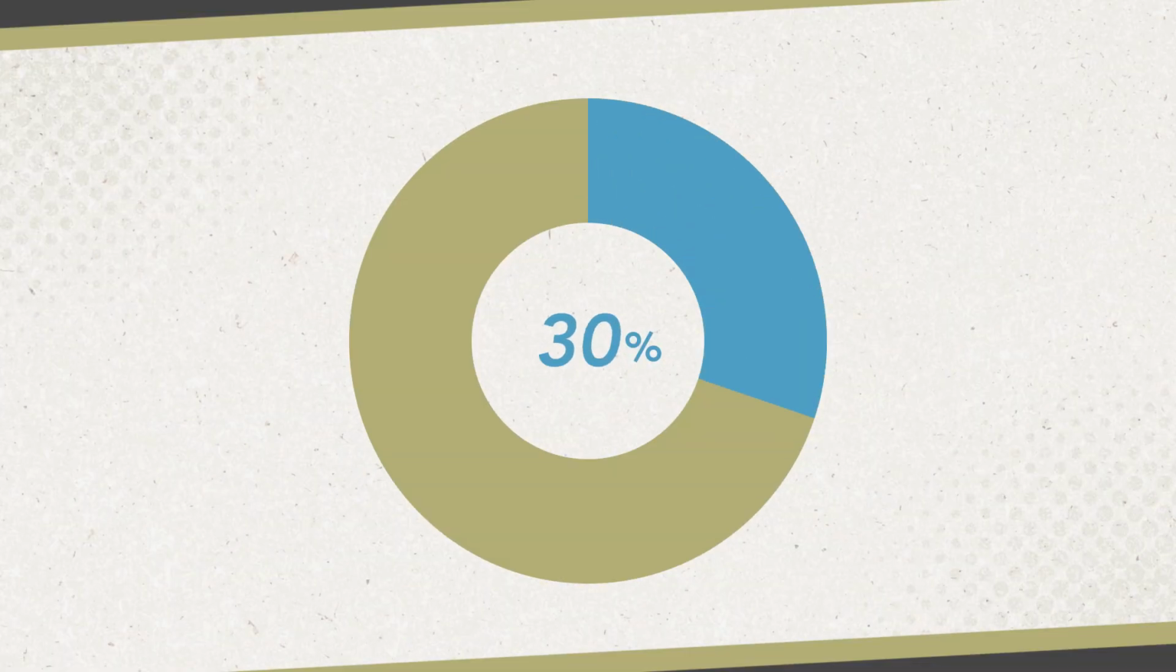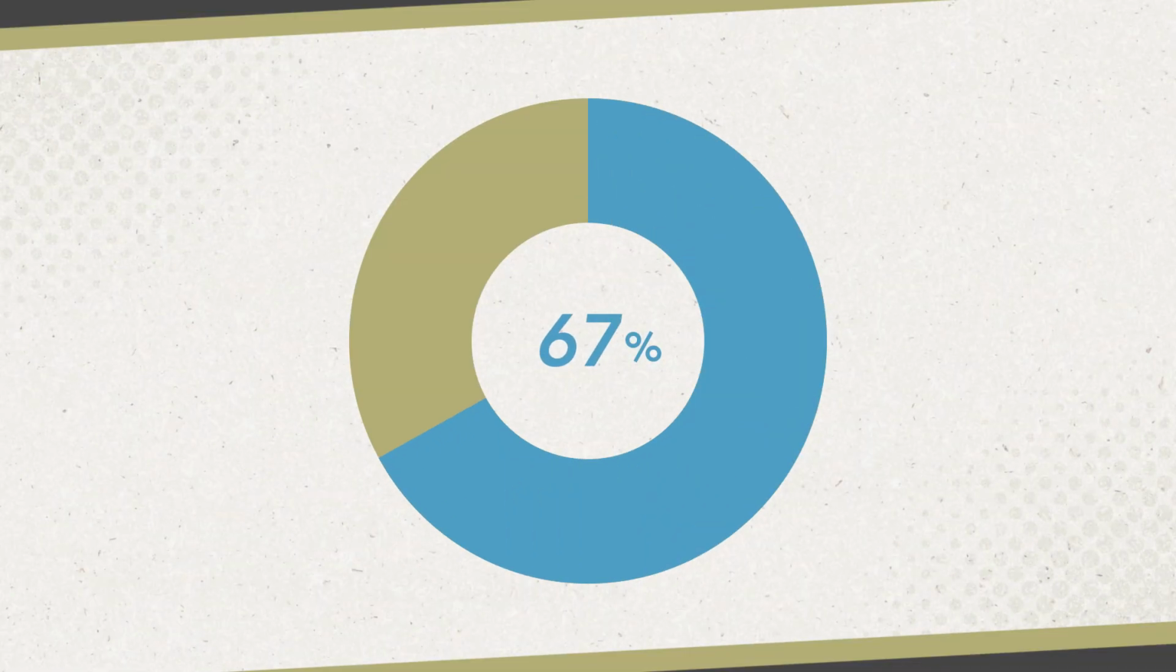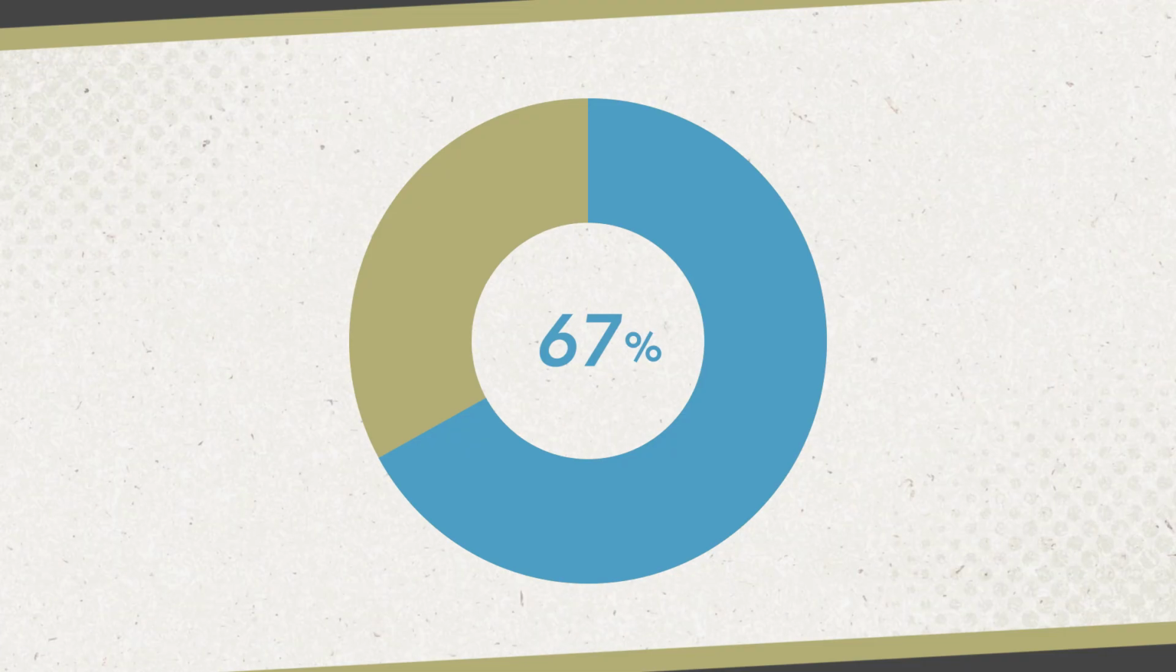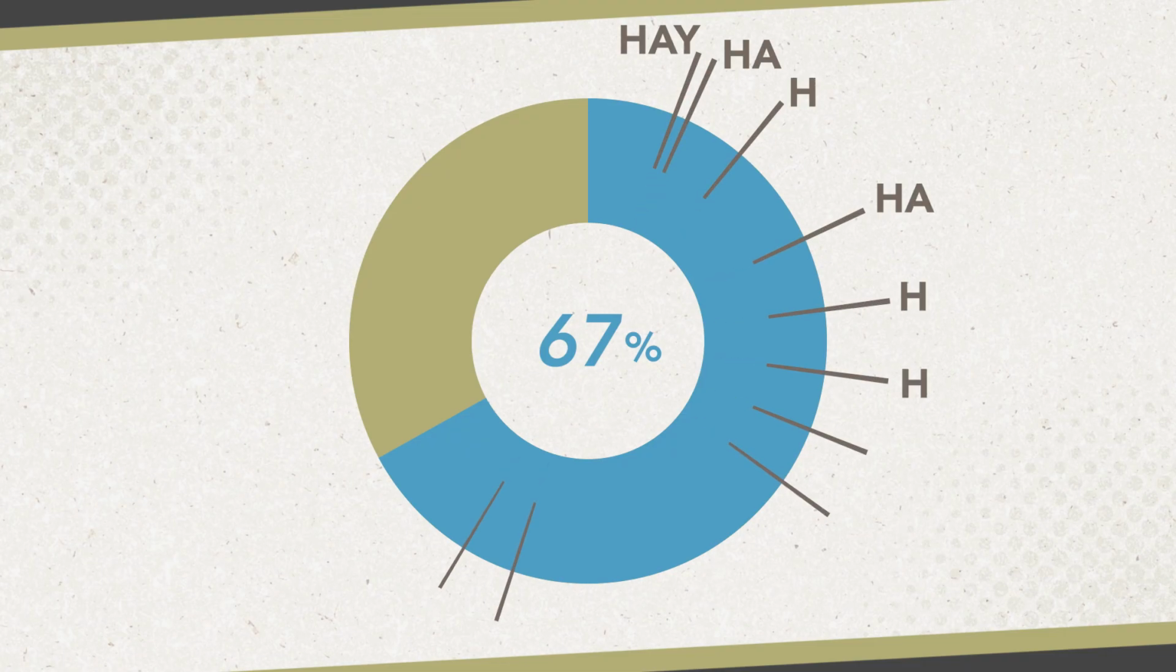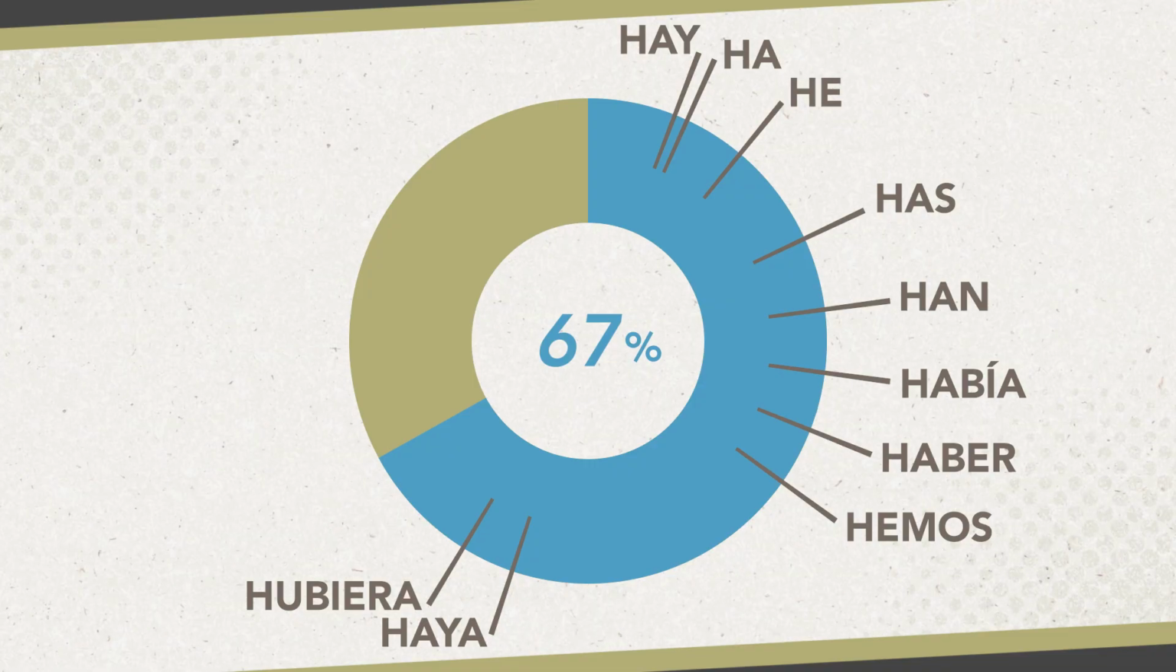Let's start with just a list of the top 10 forms of haber. We chose these words based on a frequency analysis of Spanish spoken by native Spanish speakers. According to this analysis, there are about 500 words that make up over 67% of all words spoken in Spanish. And that list of 500 words includes only 10 forms of haber.